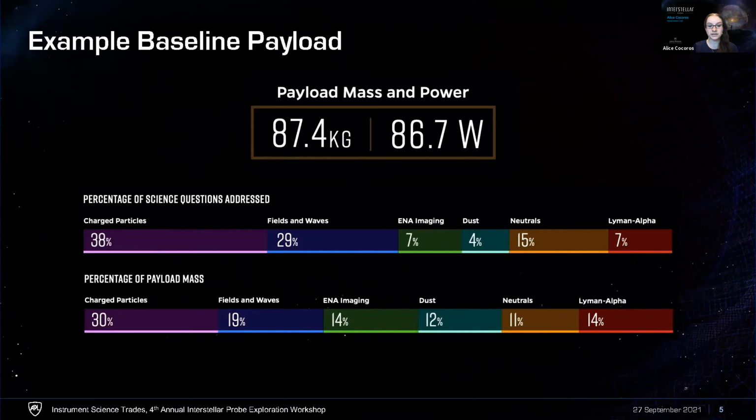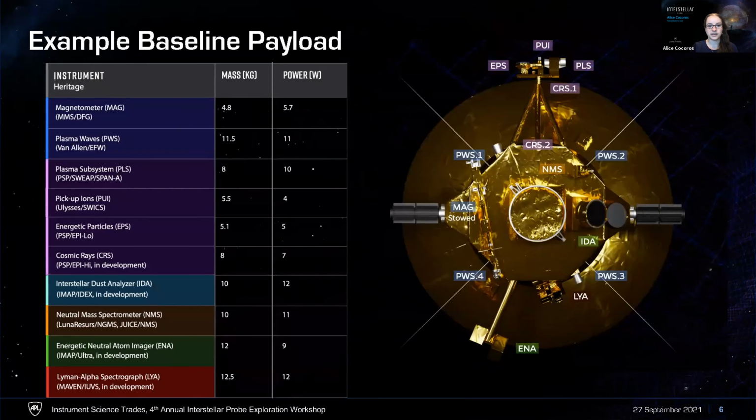The percentage of payload mass that each set of instruments takes up is similar, although slightly adjusted, but you can see that the percentage of payload mass does roughly track the number of measurements that each category makes. So if you go to the next slide, we have our final example baseline payload.